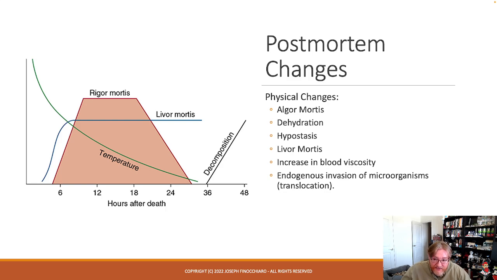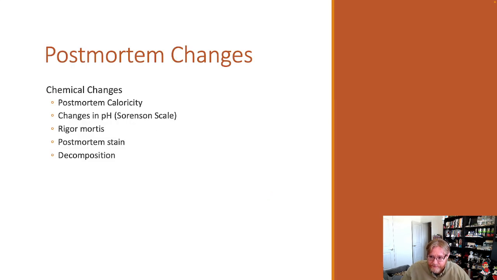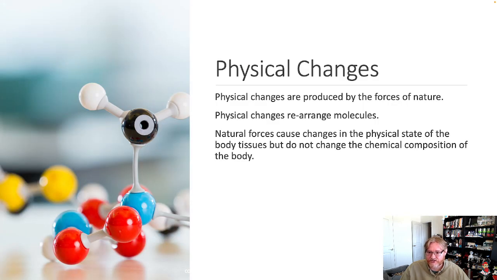So the physical postmortem changes, very important list: algor mortis, dehydration, hypostasis, livor mortis, increase in blood viscosity, and endogenous invasion of microorganisms, also known as translocation. The chemical changes are postmortem caloricity, changes in pH, also known as the Sorensen scale, rigor mortis, postmortem stain, and decomposition.